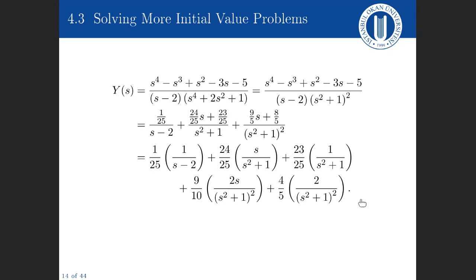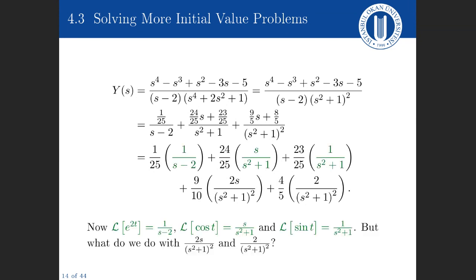Now, do we recognize these brackets? The first three, which I've put in green, we know these ones. These are elementary ones. We've seen these before. These are on our table: e to the power 2t, cos t, and sin t. Okay, that's going to be easy. But what do we do about the last two brackets? What do we do with 2s over s squared plus 1 squared and 2 over s squared plus 1 squared?